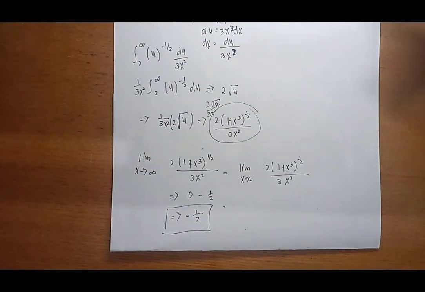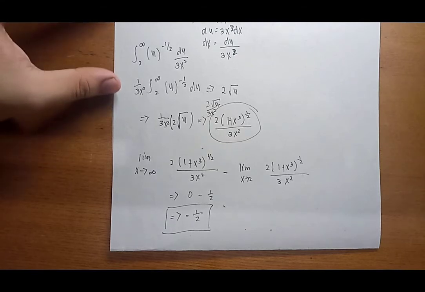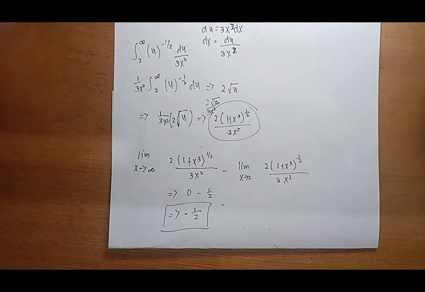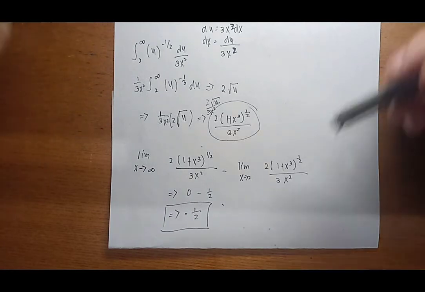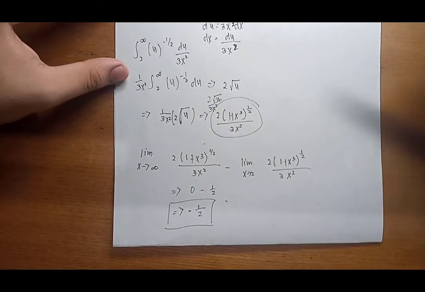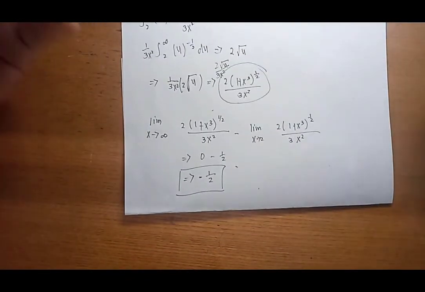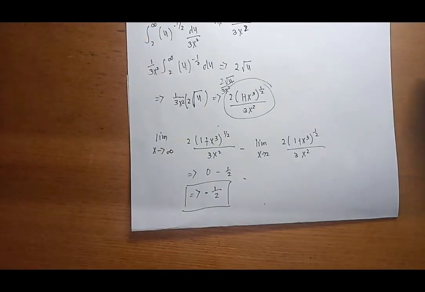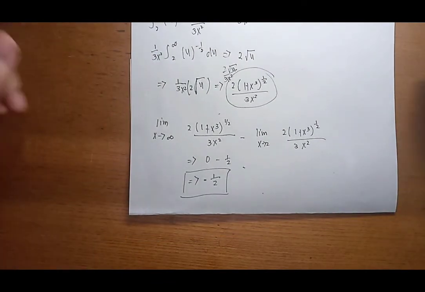Plugging in the answer, we now have the equation 1 over 3x^2 times 2 times u^(1/2), or 2 square root of u. Substituting u, we now have the equation 2 times (1 + x^3)^(1/2) all over 3x^2. So we are now done integrating this equation, and now we will use limits in order to solve its integral.